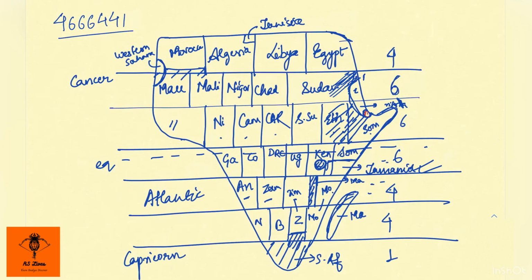Now let's go over some water bodies. Another important thing that I forgot is Madagascar actually passes through Tropic of Capricorn. Actually I've shown it's touching, but I forgot to mention that it does pass through Tropic of Capricorn. Now moving on to water bodies.